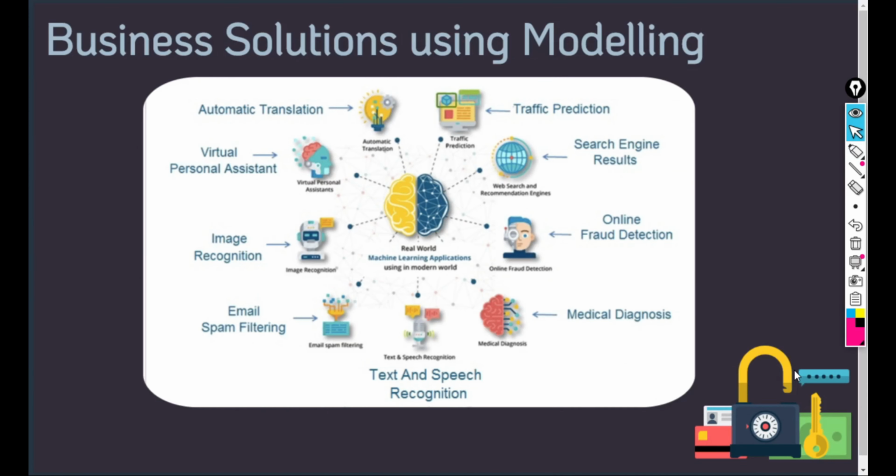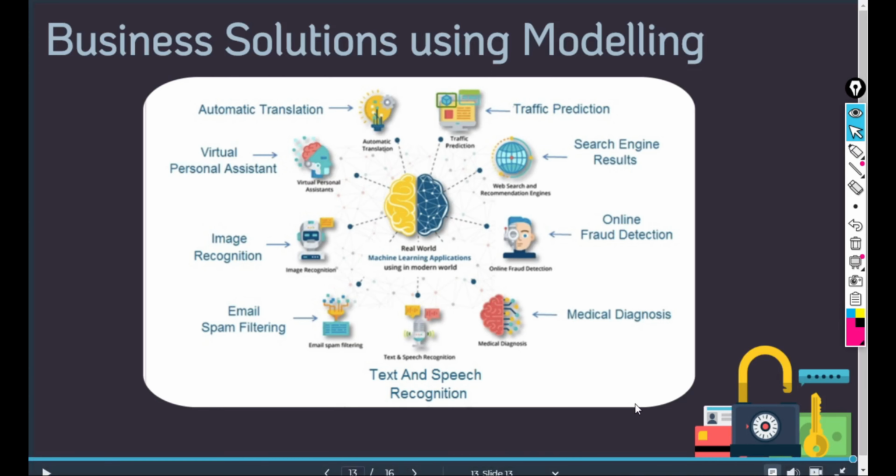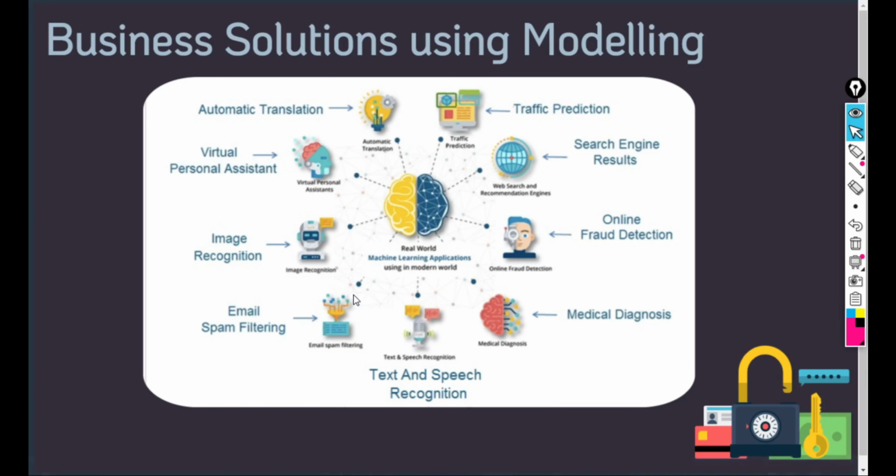Now let us talk about some of the business solutions using data modeling with machine learning. So there is image recognition, email spam filtering, text and speech recognition, medical diagnosis, online fraud, search engine, traffic prediction, automated translation. So you name anything and there is a data model at the back end which is doing these things. Let me talk a little bit about all these solutions which you are getting.